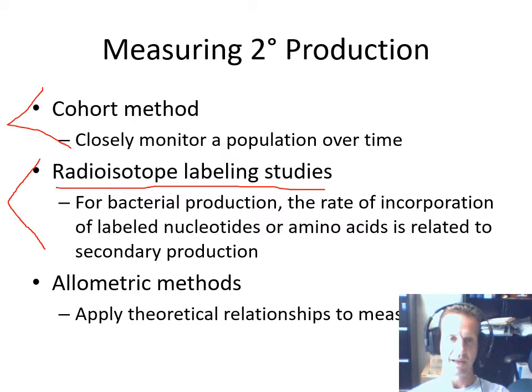Finally, if you maybe don't have the time and resources to do the cohort method or the radioisotope labeling method, you can use some of what we call allometric methods, where you don't directly measure secondary production, but you measure some other things about the number and sizes and types of the organisms that are present in the environment, and then you estimate based on known relationships how much secondary production they're probably doing. So it's not a direct measurement, it's kind of an estimate based on theory.